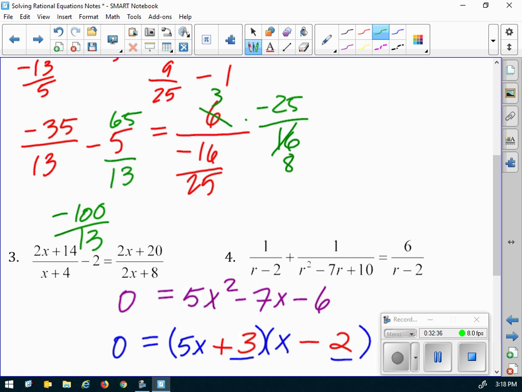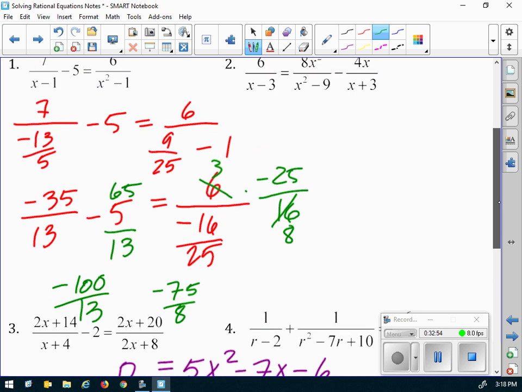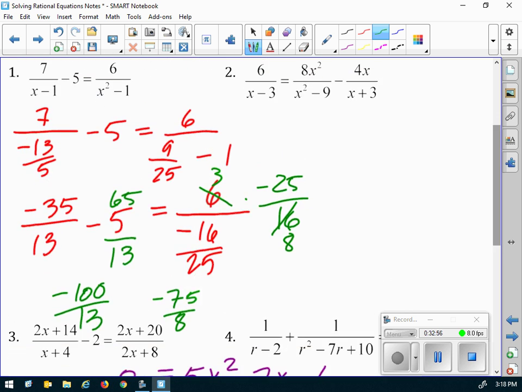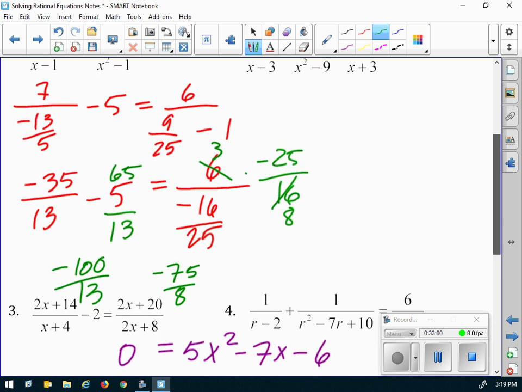I've screwed up somewhere, because that's negative 75 over 8. I don't know the answer, I just screwed up. They're not equal. Maybe they're not. Oh, snap. Negative 3/5.